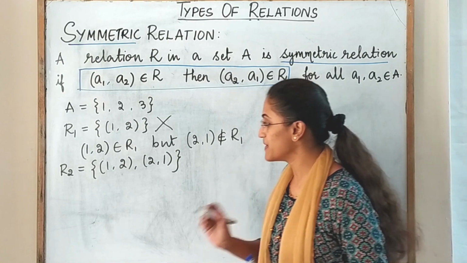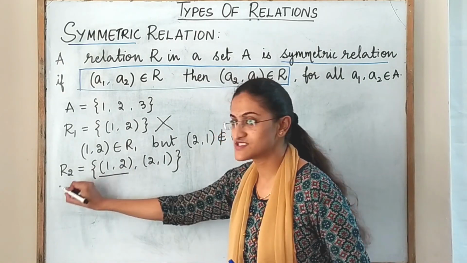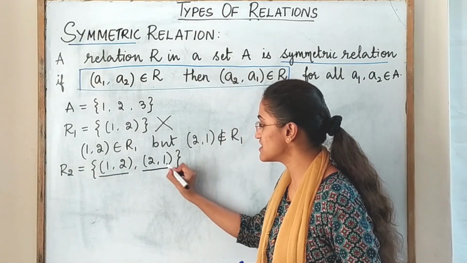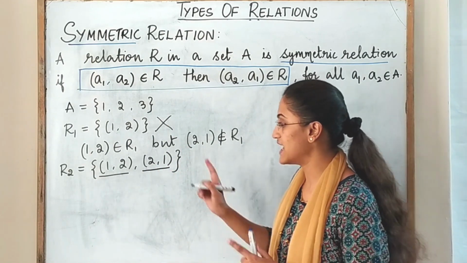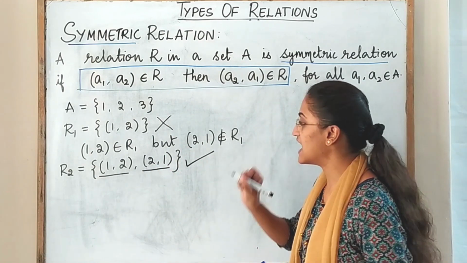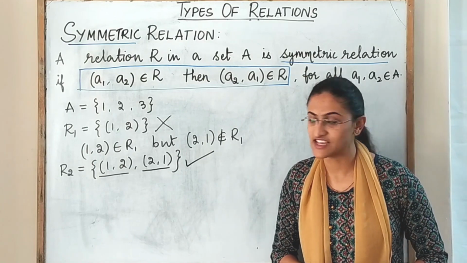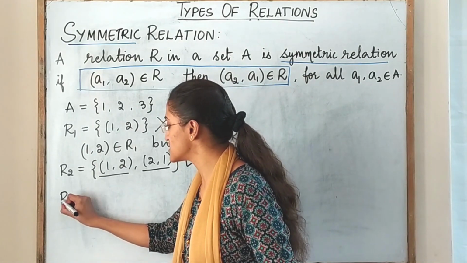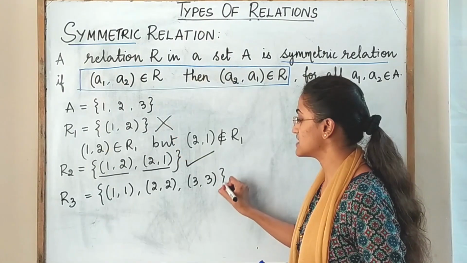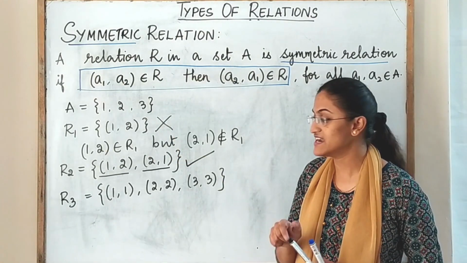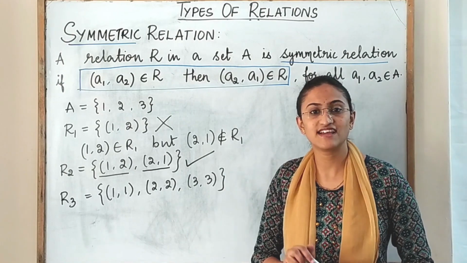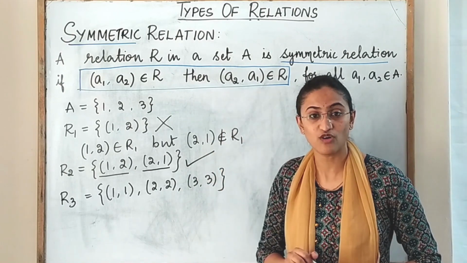Of course, yes, because (1, 2) belongs to R2, and also the reverse ordered pair, that is (2, 1), also belongs to R2, and therefore you can conclude that R2 is a symmetric relation. If I am writing another relation R3, you can recognize this. This is nothing but the identity relation that we had. Now, is the identity relation a symmetric relation also?